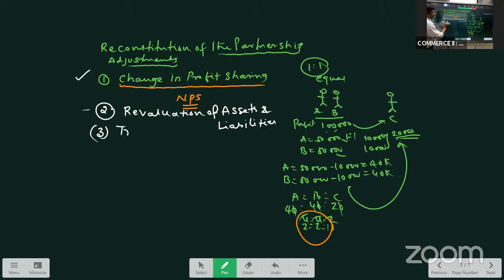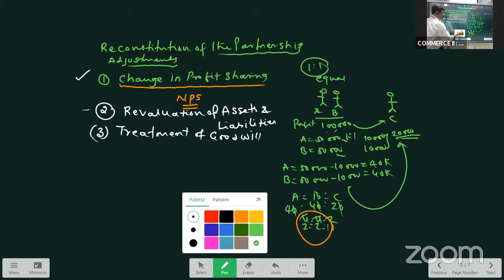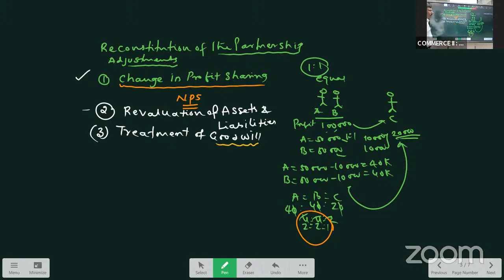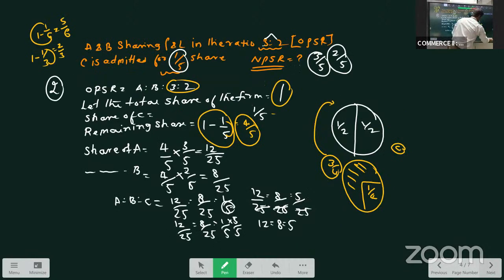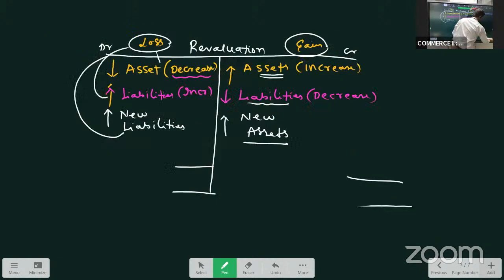Step 3 is treatment of goodwill. Sir, what is this goodwill? We have never heard about this word goodwill. So what is this goodwill? That we will learn. Goodwill has so many definitions. It is easy to describe goodwill, but it is very hard to define goodwill. So anyhow, for intermediate syllabus, it is taken in some other context. So very simple, I'll tell you.